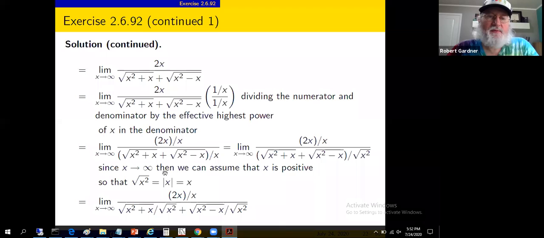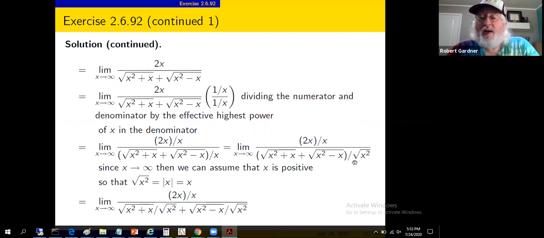We could probably, if we took a limit as x approaches negative infinity, do a similar thing. But stuff would change right here if we had x negative. We don't. We've got x positive. So we can replace x with the square root of x squared because that's the absolute value of x. And when x is positive, that's the same as x. So legitimate substitution. Why would you do that?